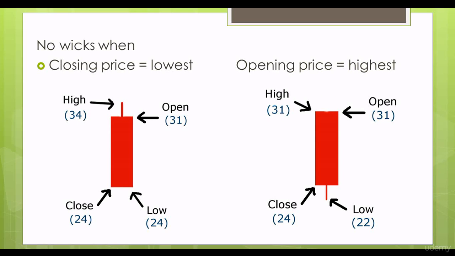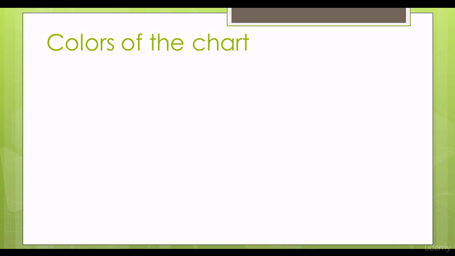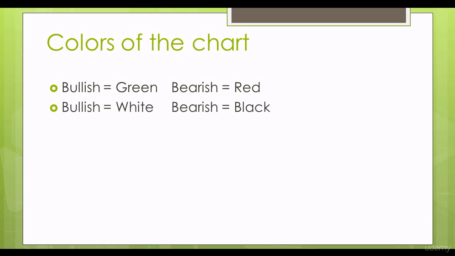For bar charts, it is similar. If the closing price is also the lowest price, there will be no line at the bottom protruding out. And if the opening price is also the highest price, there will be no line at the top of the bar protruding out. Colors of the chart. Okay, as I've mentioned, a bullish day will be represented by green, and a bearish day will be represented by red. For some charts, a bullish day will be represented by white, and a bearish day will be represented by black.